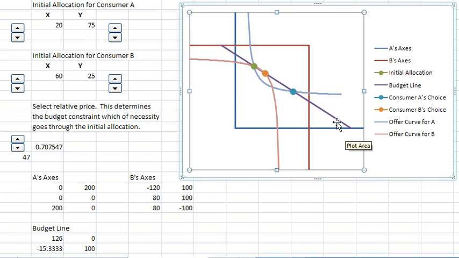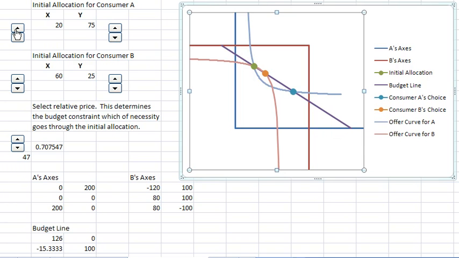Note that the budget constraint goes through the endowment point and can extend outside the box. The box is the area that has positive consumption for both goods for both consumers. Budget line can go outside the box. And likewise, individual consumer choice can go outside the box, but any collective choice has to stay inside the box.